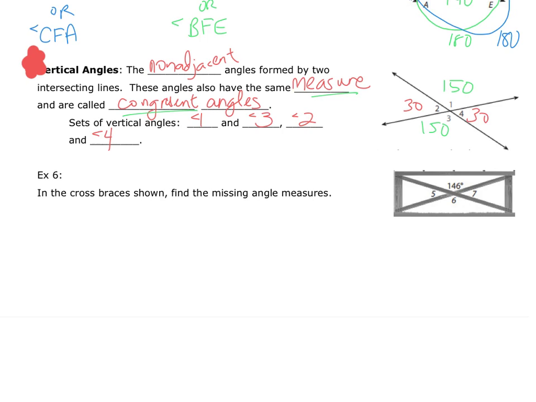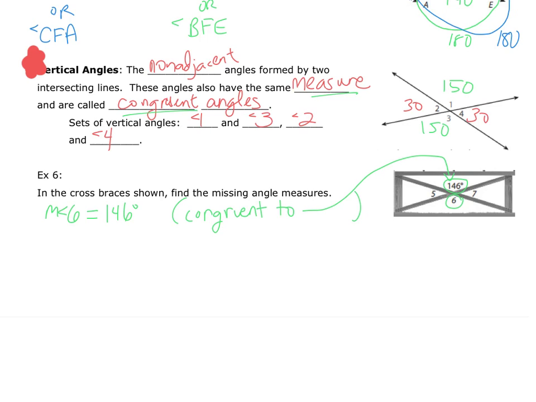They give us one angle, and we know that the 146 and our 6 are vertical angles, which means that they need to be exactly the same measure. That tells us then that angle 6 also needs to be 146 degrees.